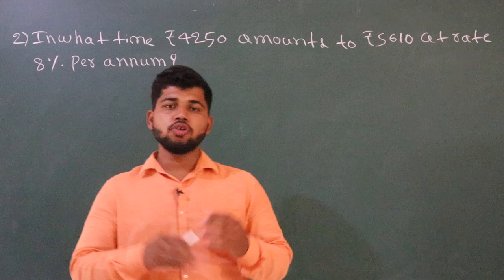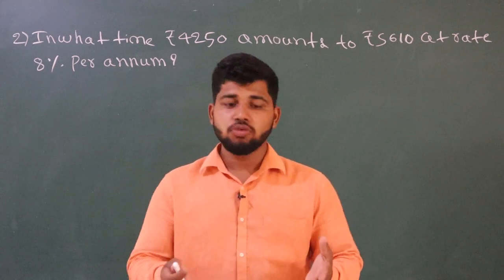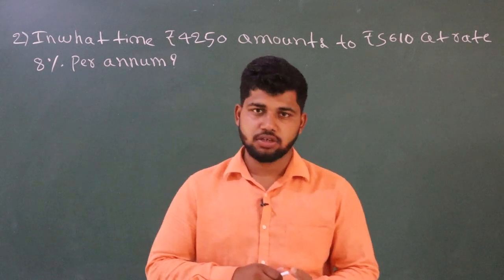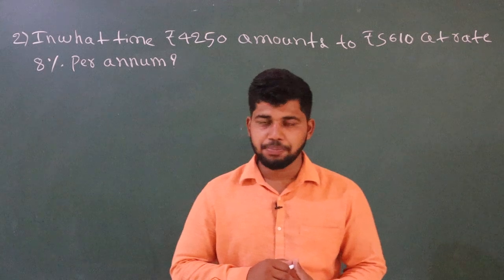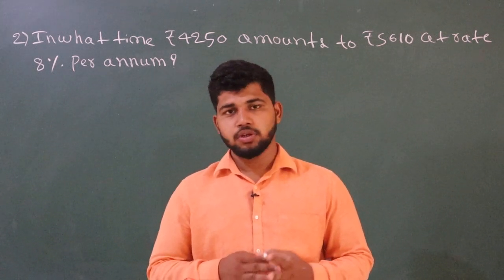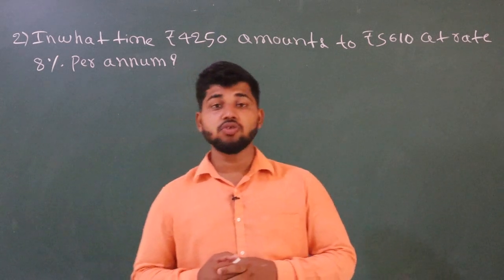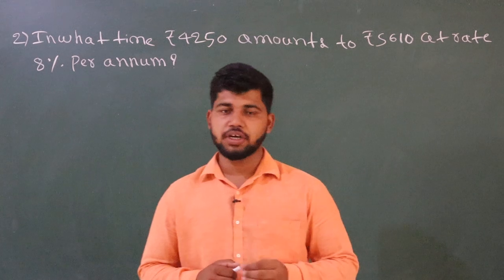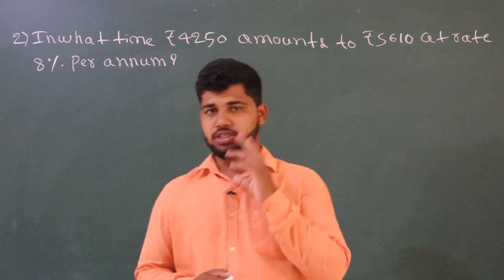Before you find the time, first you have to find the simple interest. What is the formula for the simple interest? If they give the amount and the principal, simple interest is equal to amount minus principal. It is the formula of simple interest when they have given the amount and principal.